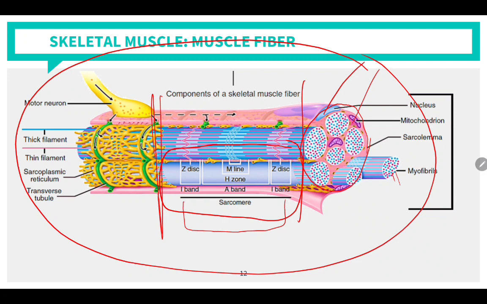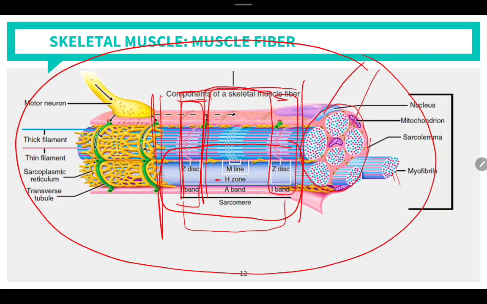That is one sarcomere po. I band, A band, and I band. Okay, alongside your I band, you have the Z disc. Okay, ito, yan, the Z disc. Another I band, meron din yang Z disc. Inside your A band, you have yung tinatawag natin na H zone. Okay, the H zone, and then the M line.